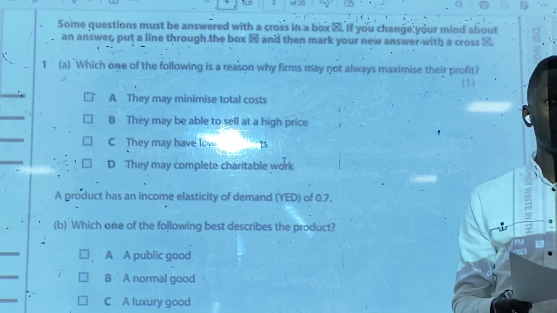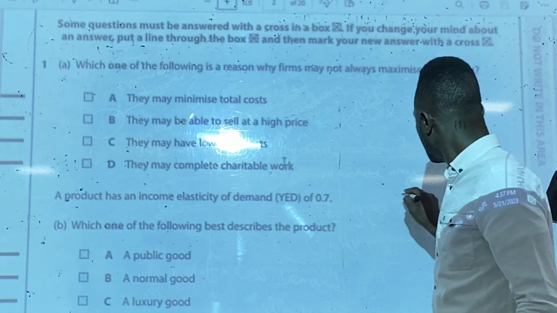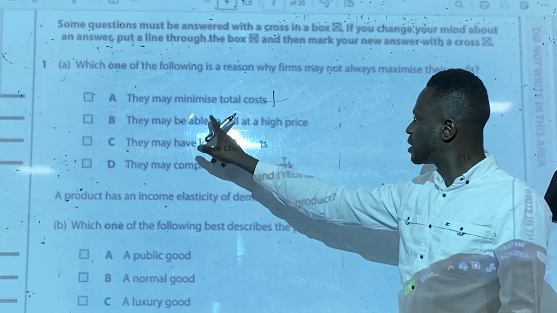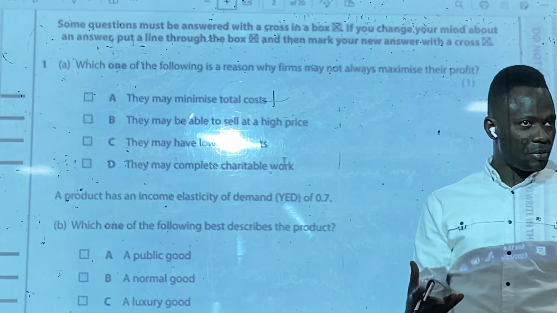So it said they may minimize total cost. Every firm that wants to maximize profit will minimize cost. You can't make profit without reducing your cost. So profit maximization will come based on cost reduction. So this is a part of it. They may be able to sell at a higher price. Selling at a higher price would also make a business make profit. So this is not the point.